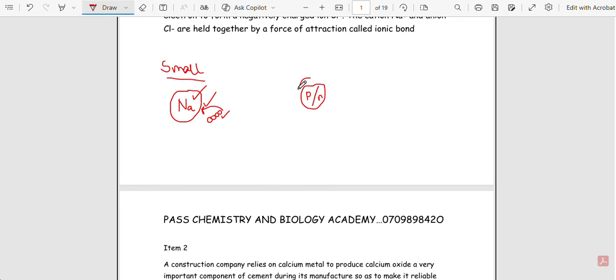Then here they put N. And they told us from that first nucleus, we draw our first energy level. Okay? But this first energy level has a maximum of what? It has a maximum of 2 electrons. Then the next that we shall have, it has a maximum of what? It has a maximum of 8 electrons.